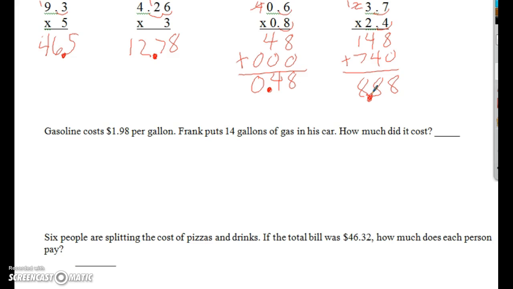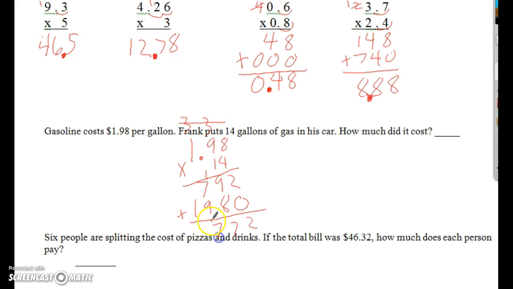Gasoline costs $1.98 per gallon. Frank puts 14 gallons in his car. How much did it cost? So we need to take $1.98 times 14. 32, 36, 39, 7, Marco Polo, 8, 9, 1. Add them up. There's 2, 17, 8, another 17. 2772, and I went 2 spots over, 1, 2. $27.72, which seems reasonable.